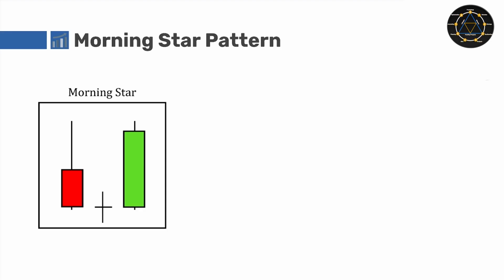So it could be a hammer. The second candle could be a hammer showing rejection of a lower price. It could be anything really. It could be, not a shooting star, sorry, it could be a hammer. It could be one of these candles here.